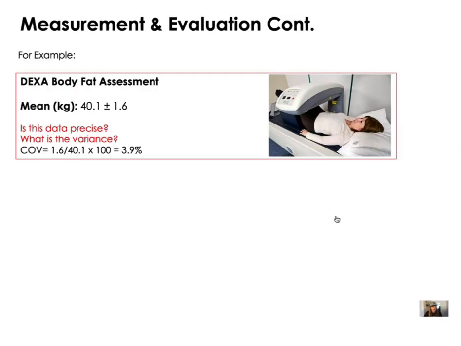And to look at the quality of that data, we could calculate the variance. So we did it 5 times on this lady, and in those 5 times, the standard deviation was so low. She had a mean of 40, but the variance on that was only 1.6. That's very tight, very close to the mean. And since it has a very low coefficient of variance, we could say that data is precise. So again, DEXA, high quality data.